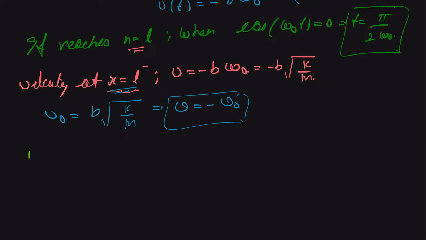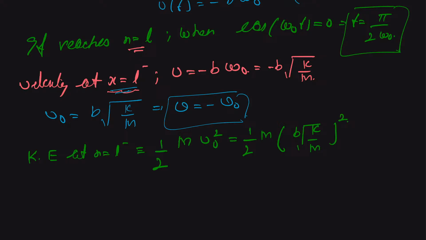Therefore the kinetic energy at x equal to L negative will be equal to half m v naught squared, and this comes as half m times v naught, which is b times the square root of k over m, whole squared. The square goes by this square, so this will be b squared and m, so this comes as half b squared times k.